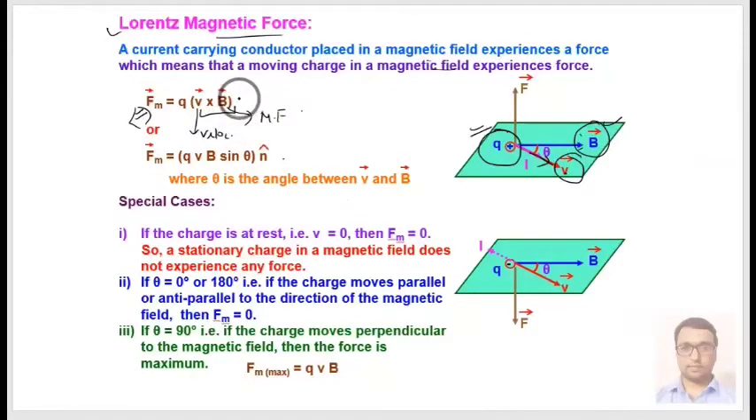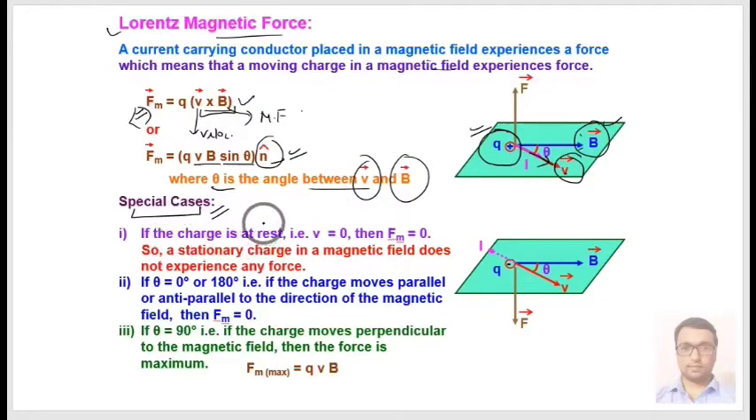We can calculate its direction also by vector law, and it will be written as q v B sin theta n cap, where n cap is the direction of the magnetic force, and this theta will be the angle between the velocity vector and the magnetic field vector. So we have some special cases also.